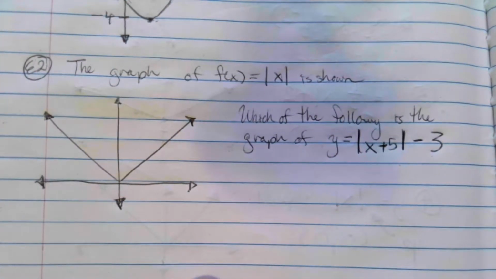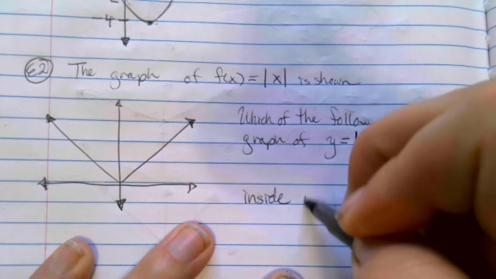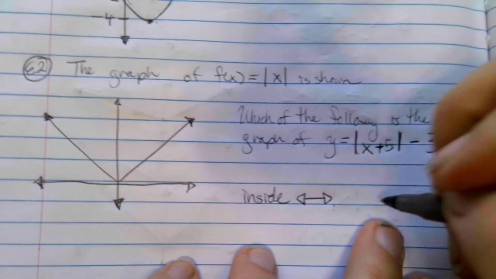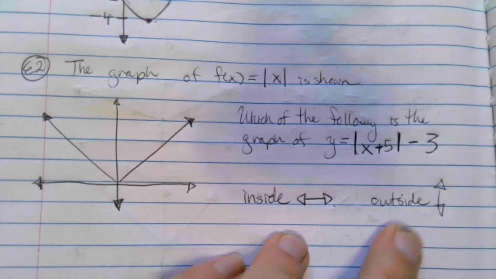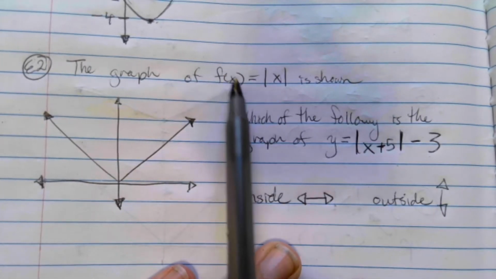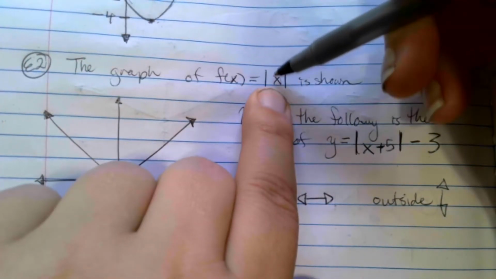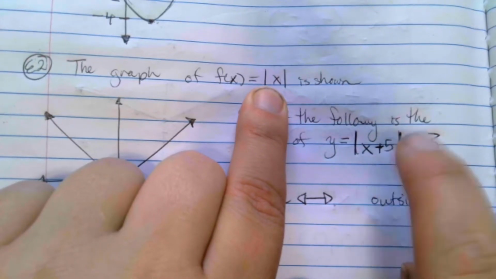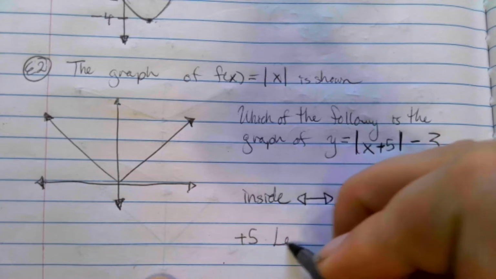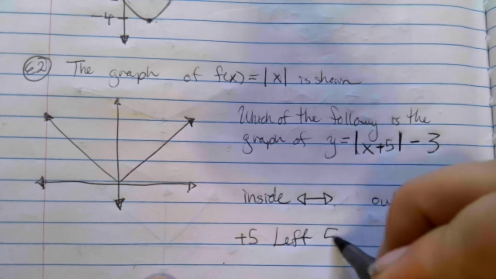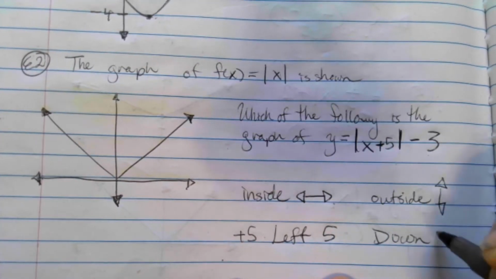So again, you just need to know what's happening. If it's inside, it's always going to be moving side to side. Outside is going to be up and down. And what I mean by inside and outside is we're talking about inside the parentheses, outside the parentheses. So with the x, see how the x is inside the absolute value? Inside we've got that plus 5. That plus 5 means we're going to be going left 5. That minus 3 means we're going to be going down 3.